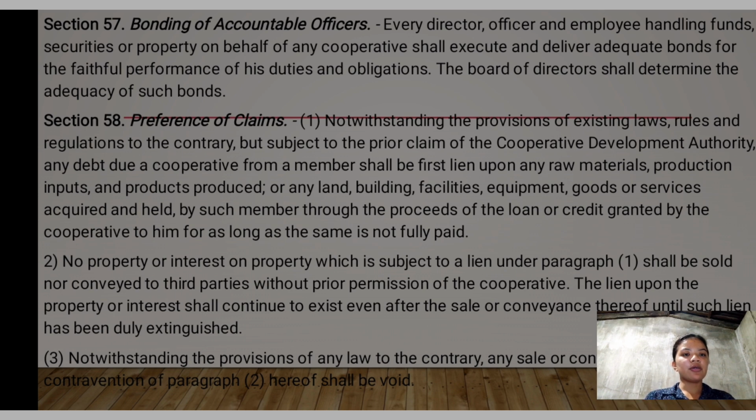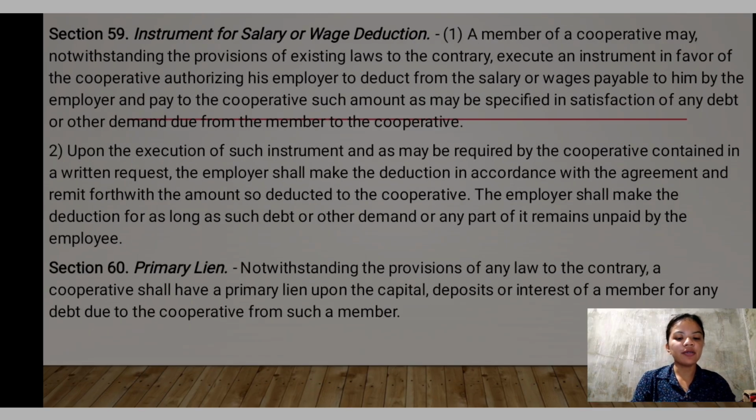Section 58, this provision gives cooperatives a legal right to secure their loans by claiming certain assets produced or acquired by the borrower using cooperative funds, ensuring the cooperative's financial interests are protected. Section 59, this provision enables cooperatives to collect debts from members efficiently through automatic deductions from their earnings, even if other laws might generally prevent such deductions.